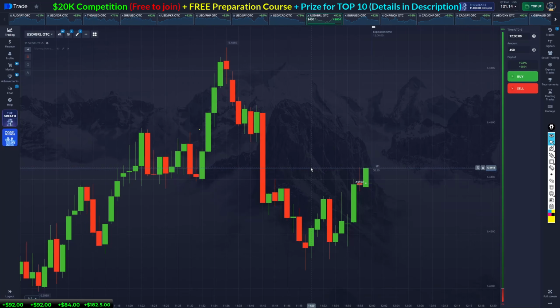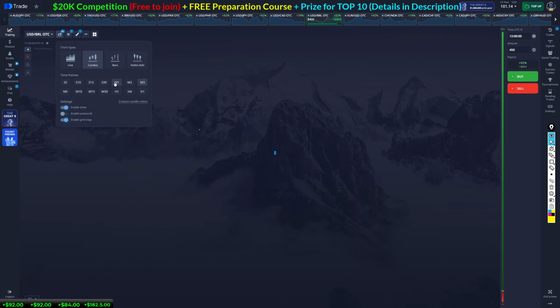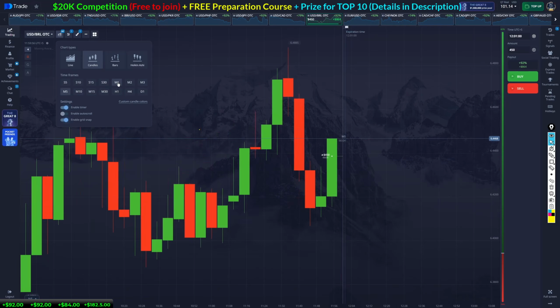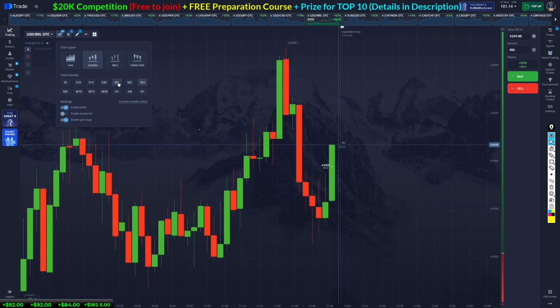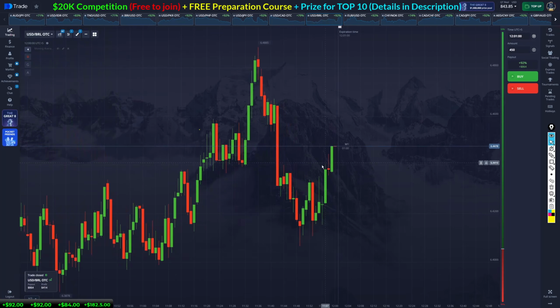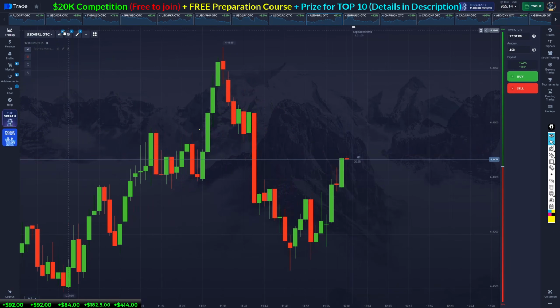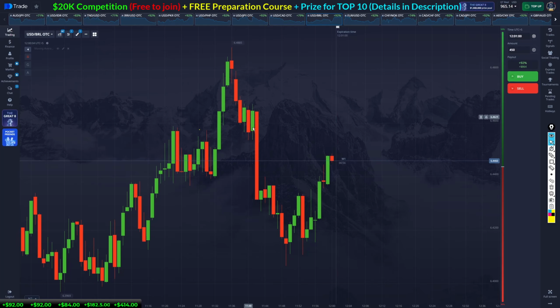I have to just look for the higher time frame confirmation first. Oh no, we don't have higher time frame confirmation for the QM. That's unfortunate. Yeah, but this is a very good order block.